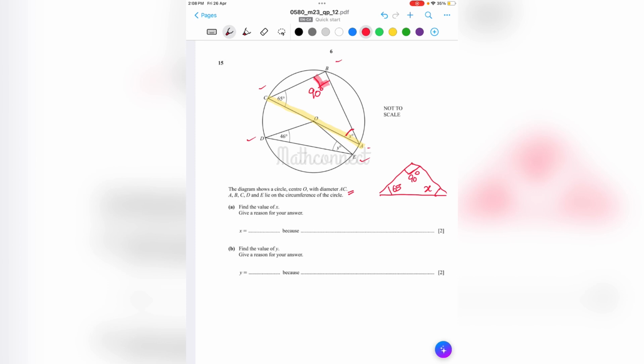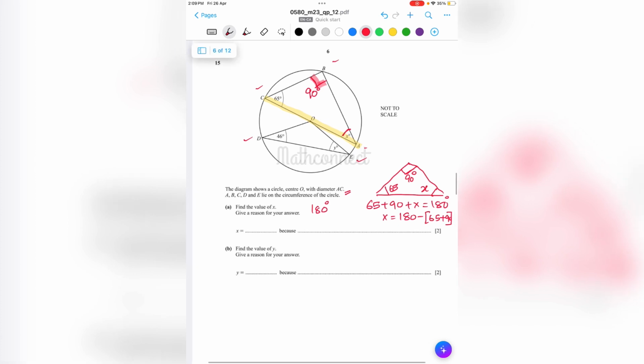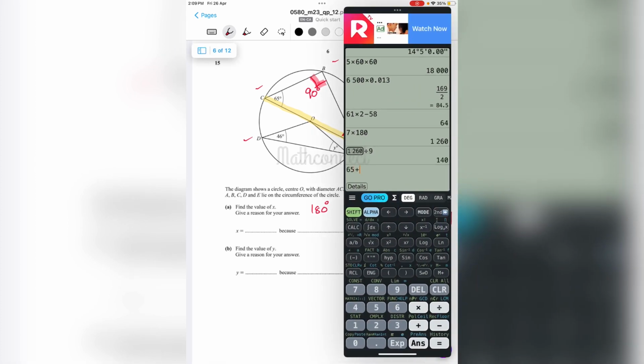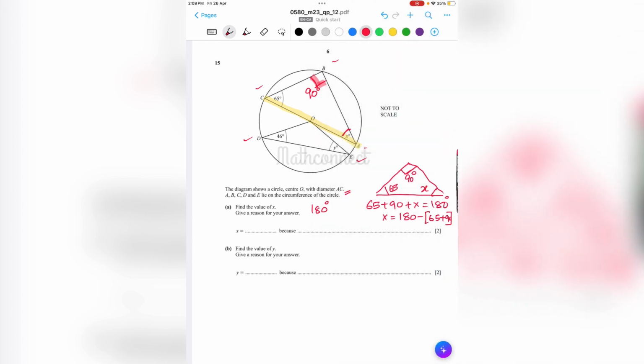We can use the angle sum property of the triangle, which states that the sum of all the angles in a triangle adds up to 180 degrees. So 65 plus 90 plus x gives 180. So x is 180 minus (65 plus 90). Let's input this in the calculator. 65 plus 90, and I'm going to subtract this. So we get the answer 25.